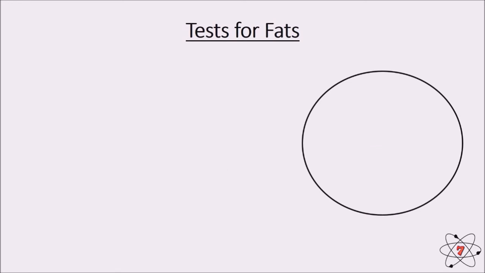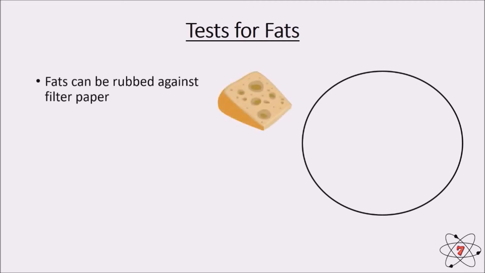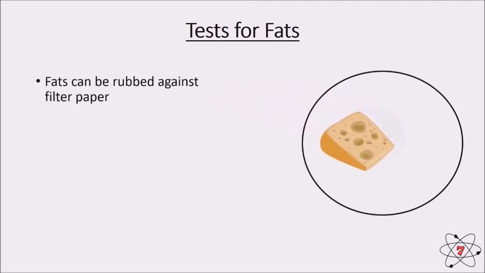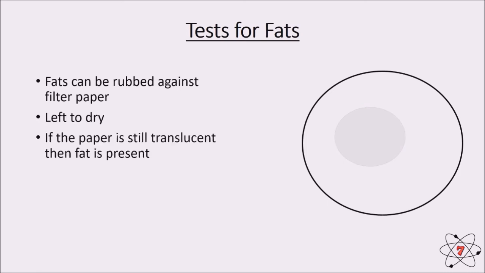Our next test is the test for fat. And there are two different tests for fat. The first test for fat is that we rub our food that we think contains fat against filter paper. Now, if a food contains fat, that filter paper will become translucent. However, a wet food will also do the same thing, so we need to leave it to dry. Once it's had time to dry, if the paper is still translucent, then fat is present, so fats will permanently turn filter paper translucent.